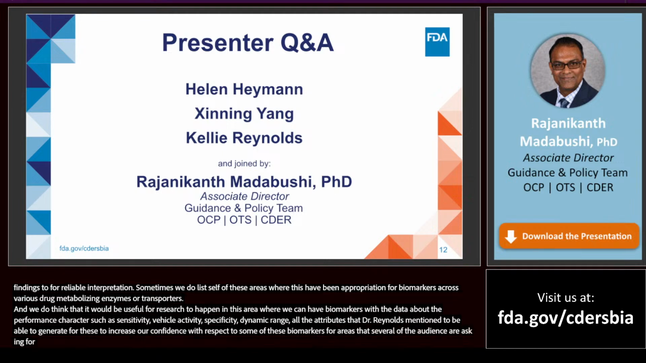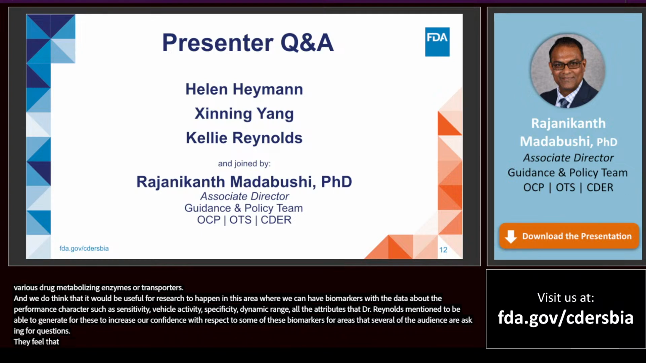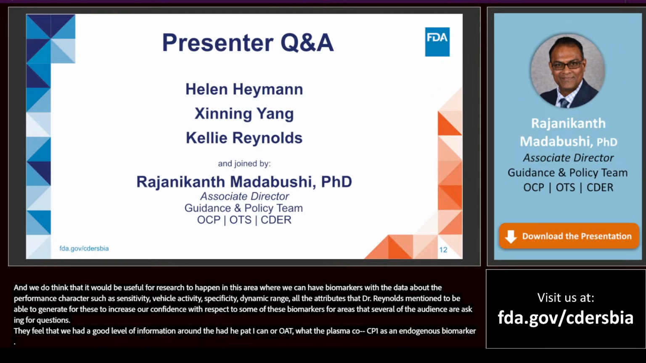For areas that several of the audience are asking questions about, we did feel that we had a good level of information around the hepatic OATP1B inhibition potential with plasma coproporphyrin 1 (CP1) as an endogenous biomarker, and hopefully people will look at it and try to generate the relevant information to support some of the emerging biomarkers for other mechanisms here with respect to either metabolism or transporters.